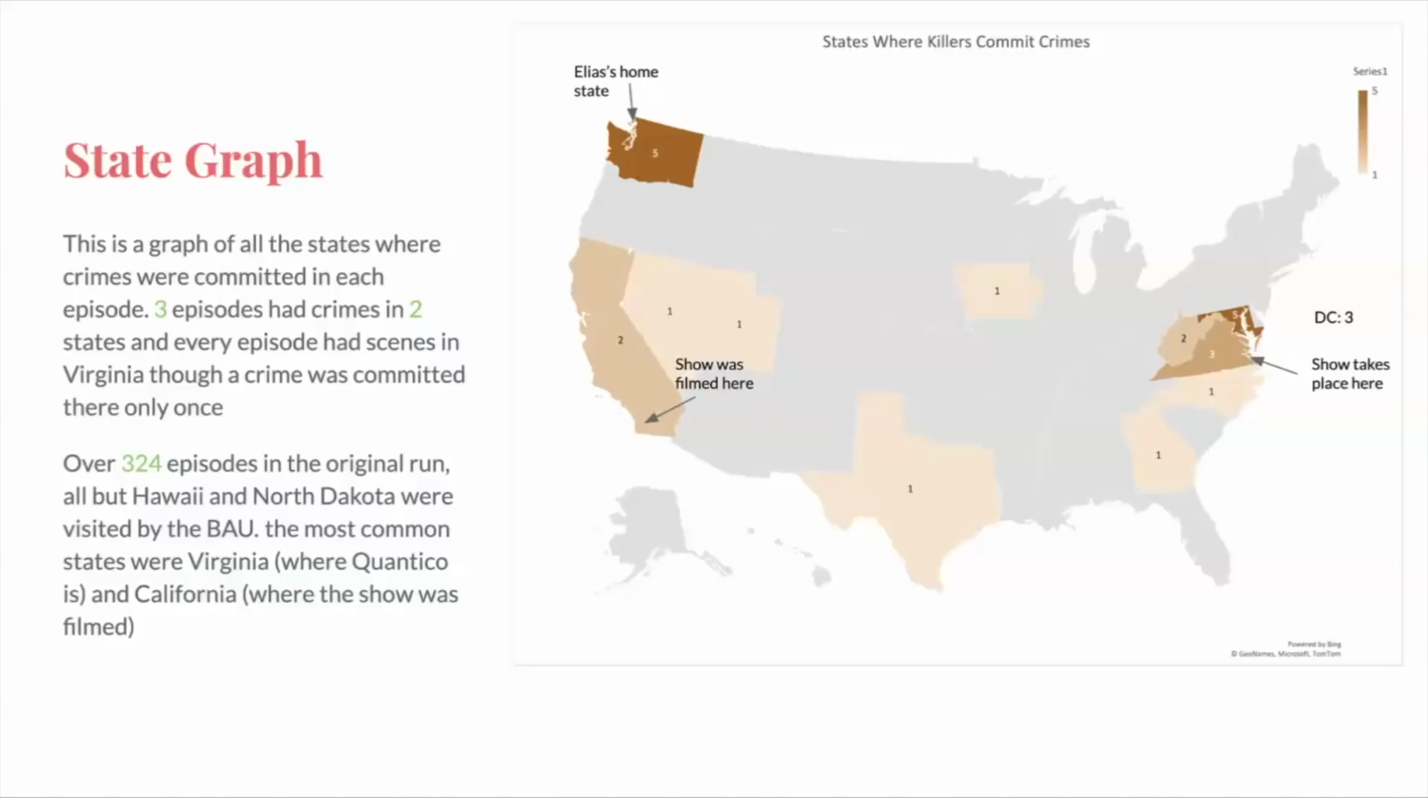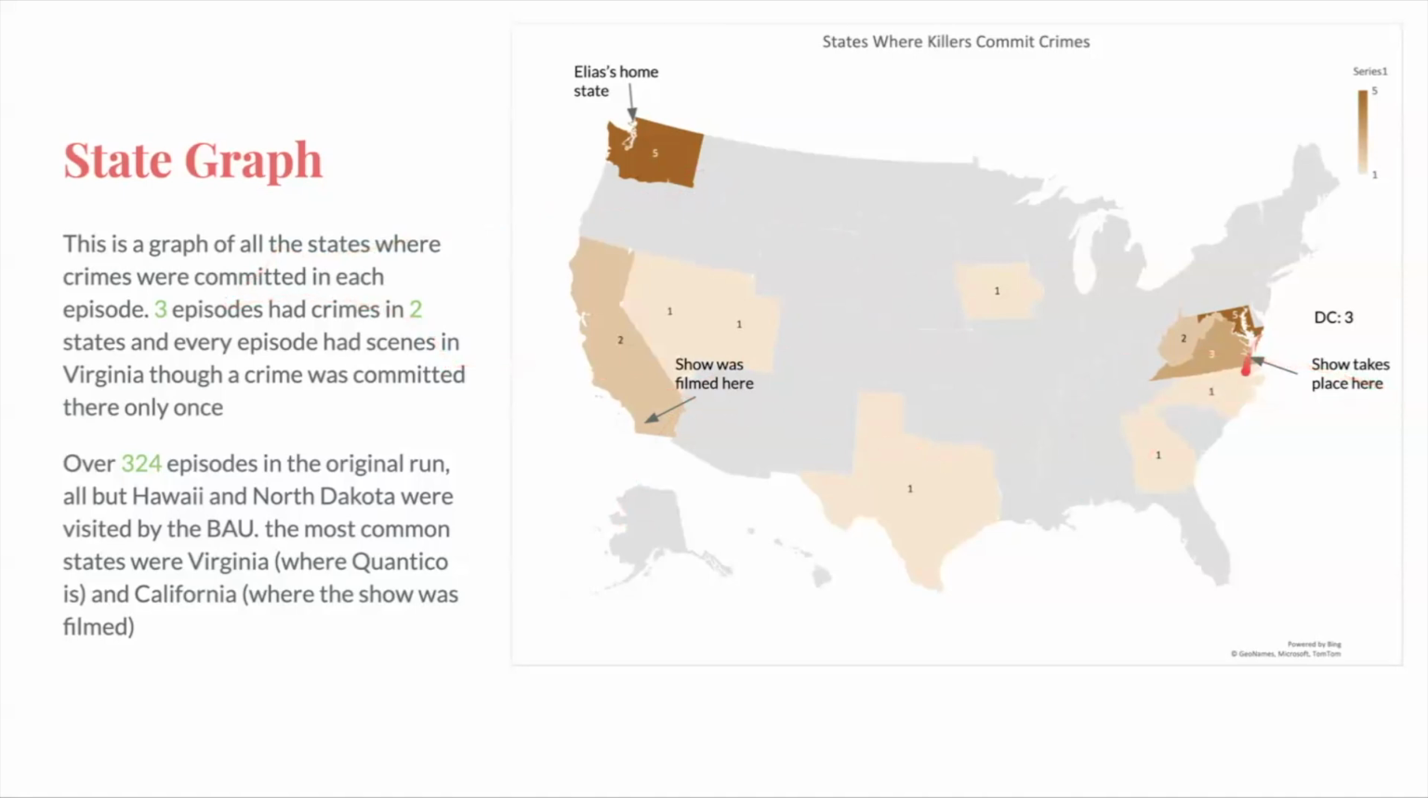You have another section, and that's states. So this nice little graph is where all of the crimes in the seasons were committed. And this one, unlike the other graphs, is not by occurrence, it's by episode. So there were like 5 episodes with crimes in Washington. It wasn't 5 crimes in Washington. Anyway, 3 episodes had crimes in 2 states, and every episode had scenes in Virginia, though a crime was only committed there 3 times.